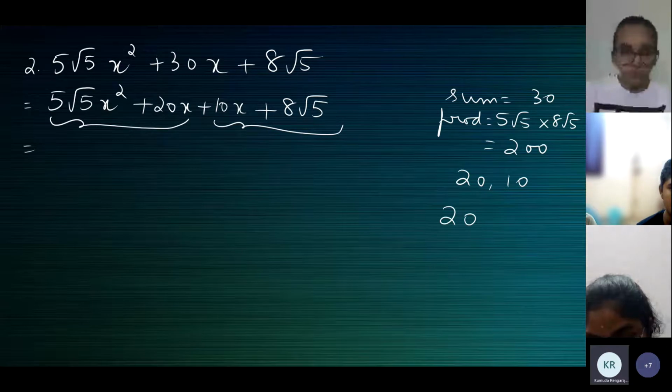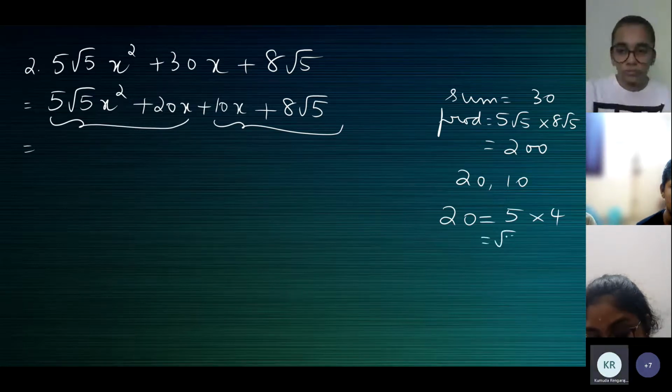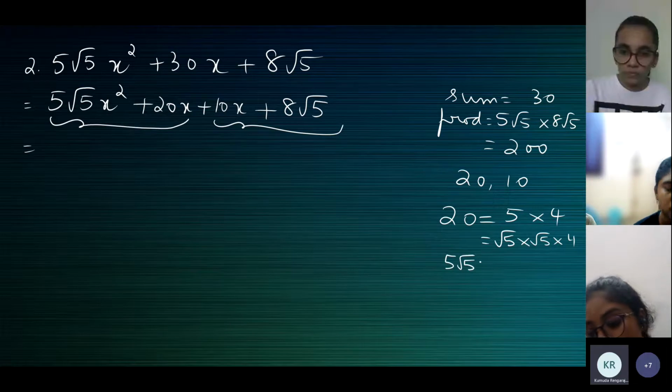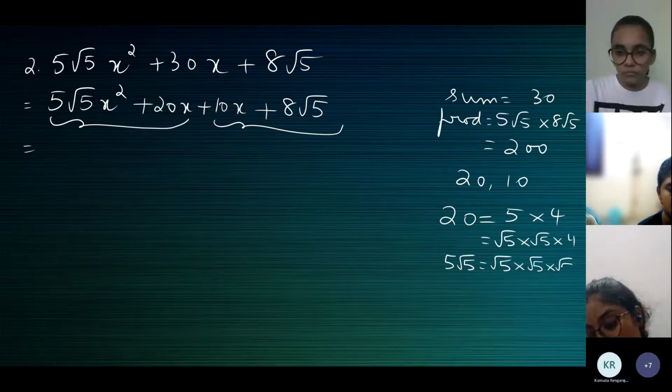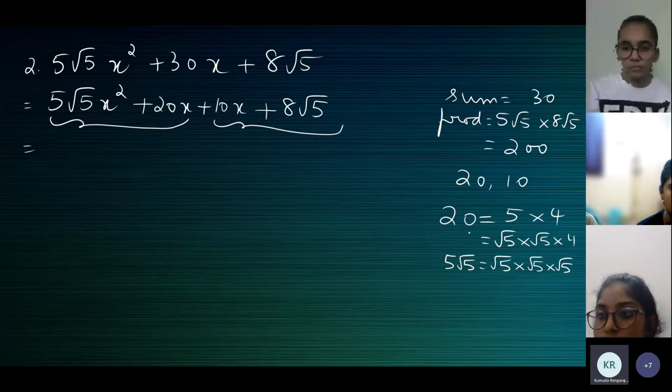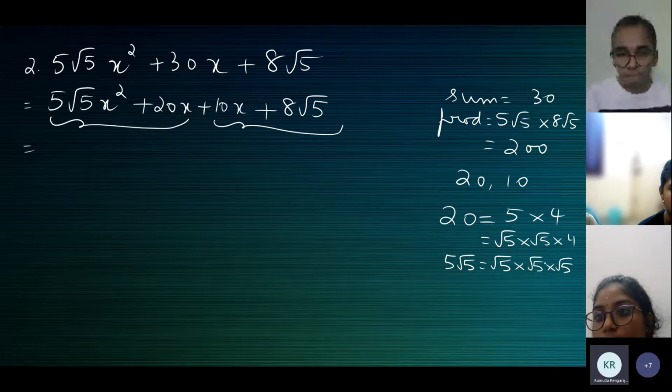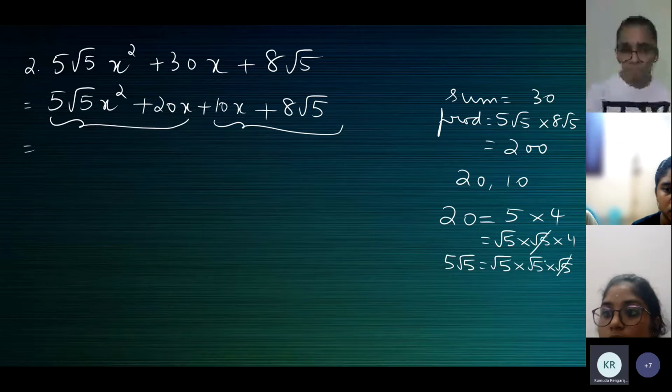Now we don't know what's in 20. So what is in 20? 5 4s are 20, and 5 can be further written as root 5 into root 5. Now you decide what is common. Just break up the numbers. 5 root 5 is root 5 into root 5 into root 5. 20 is root 5 into root 5 into 4. Now you check what is common. Only one root 5 is common.